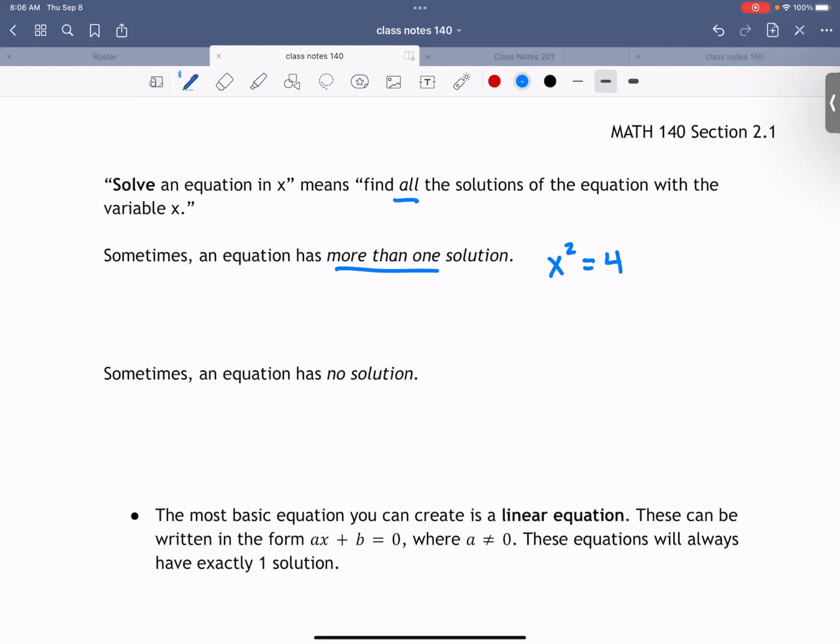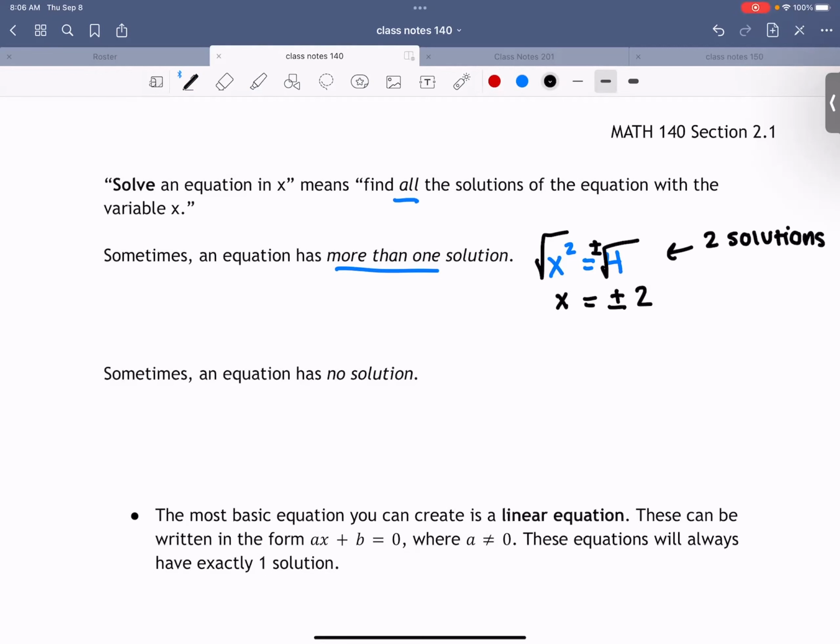2, right? Because if you solved it, let's try to solve it. We would take the square root of both sides, and I will go over this later, but what am I forgetting when I take the square root? What do I need to add? Perfect, a plus or minus sign, right? So x would equal plus or minus the square root of 4, or 2, right? So this is an example of something that has two solutions.